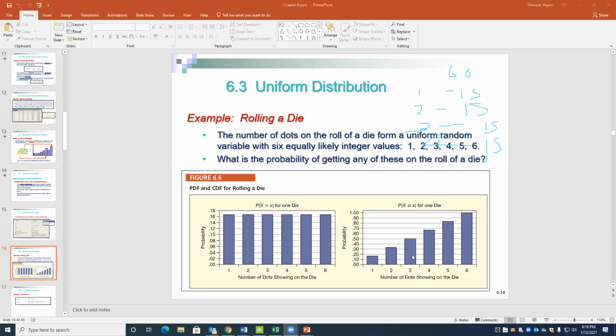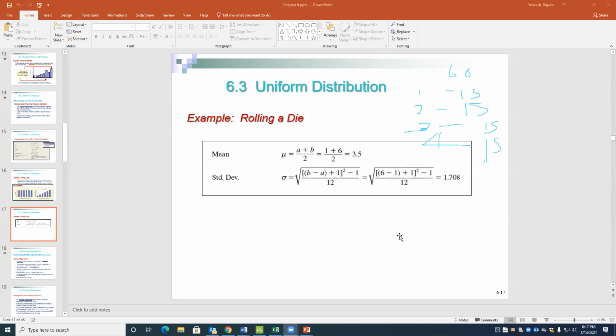And you can see this is the CDF function. The CDF is 1 is 16.67, plus 16.67, which is 33.33, plus 16.67, which is 50, and you can keep going: 66.67, 83.33 and 100. So these are the PDF and CDF functions, how they look.